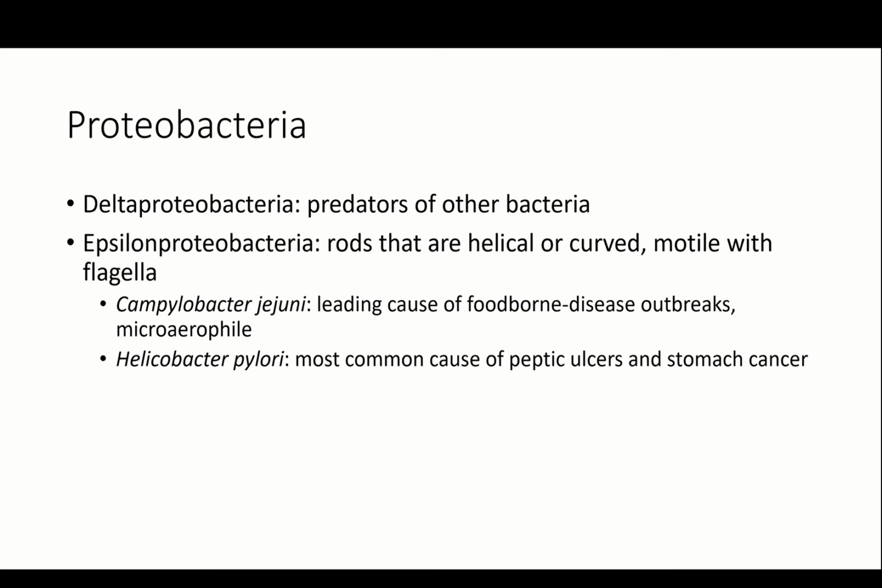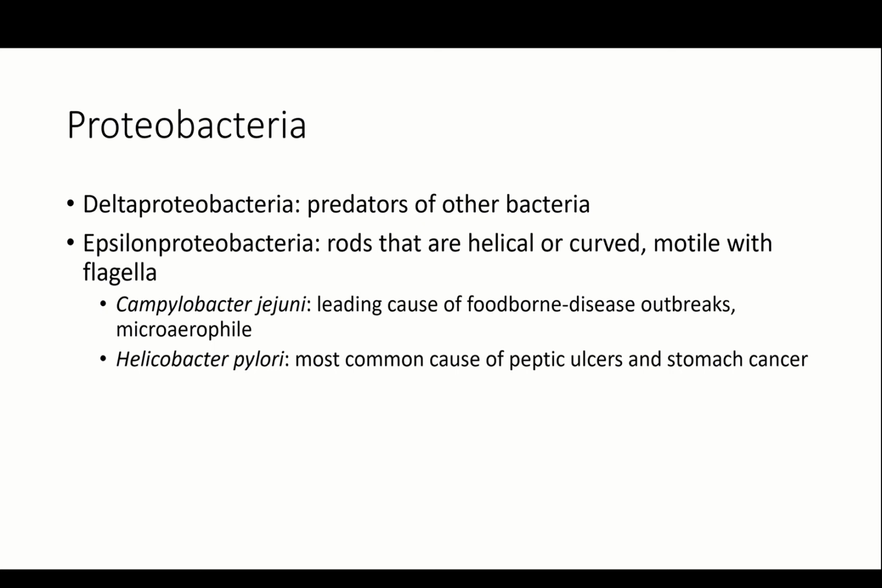Then to round out the proteobacteria, we have the delta proteobacteria, and they are predators of other bacteria. While that is super cool, it is not medically relevant, so we're going to go ahead and skip that for the time being. But feel free to Google that and learn about it through self-study. The epsilon proteobacteria are going to be rods that are helical or curved. They are motile with flagella. There are two organisms within this that we want to talk about.